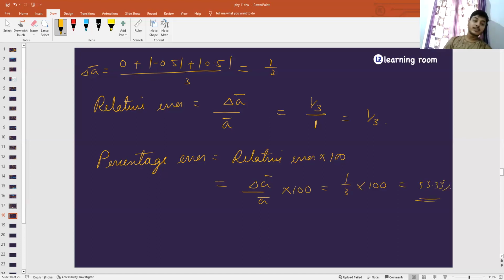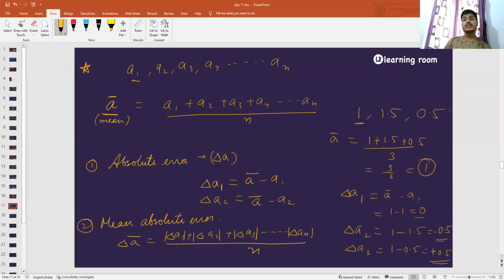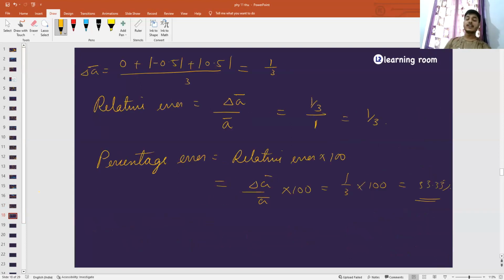So there are 4 or 5 terms. One is mean. Mean is the sum of all observations by number of observations. Absolute error is mean value minus each observation. Mean absolute error is the mean of all the absolute errors. And at last we have relative error, which is mean absolute error by mean value. If you multiply that by 100, we get percentage error. Did you understand these 4 points? Yes or no? Everyone? Yes, sir. Understood.